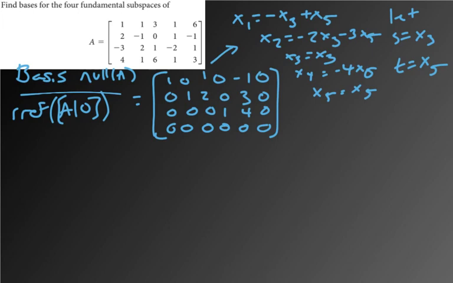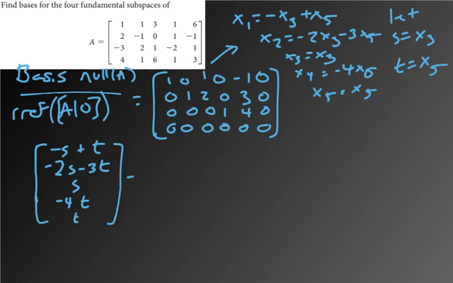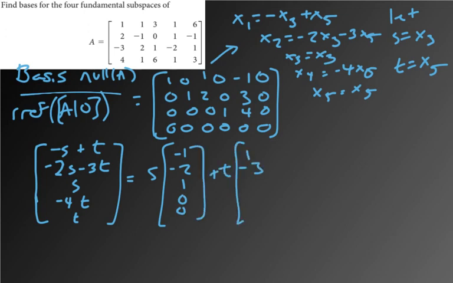Here we'll start it this way. So x1 is minus x3, so we have minus s plus t, and then x2 is minus 2s minus 3t. x3 is just my s. x4 is minus 4t, and x5 is just my t. But then that splits naturally into -1, -2, 1, 0, 0, and then plus t times 1, minus 3, 0, minus 4, 1.